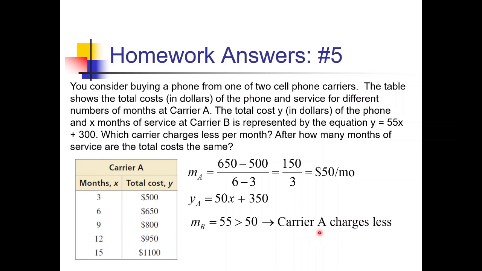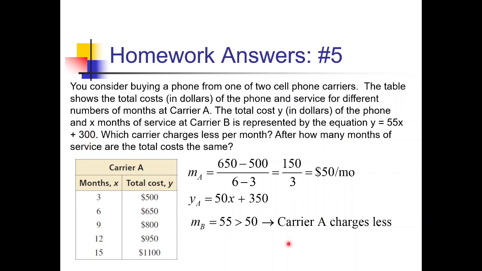So that's good information to have. Now, that doesn't necessarily mean that carrier A is going to cost you less money no matter what time you're looking at, because although carrier A costs less in the beginning, they might be more expensive right off the bat. Like they're $350 to start with, and carrier B, their y-intercept is 300, so it's actually cheaper to start with them.